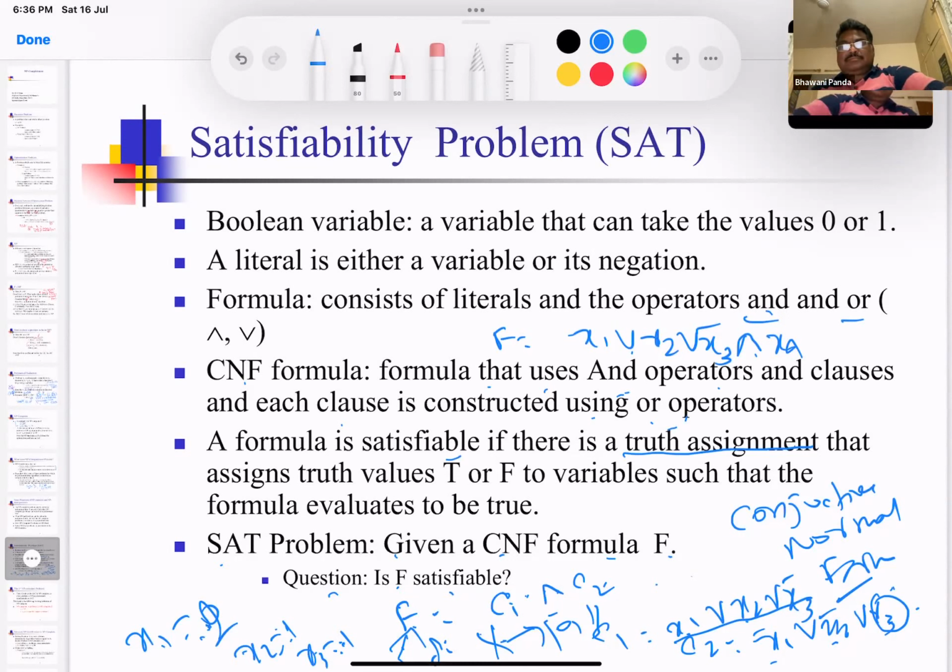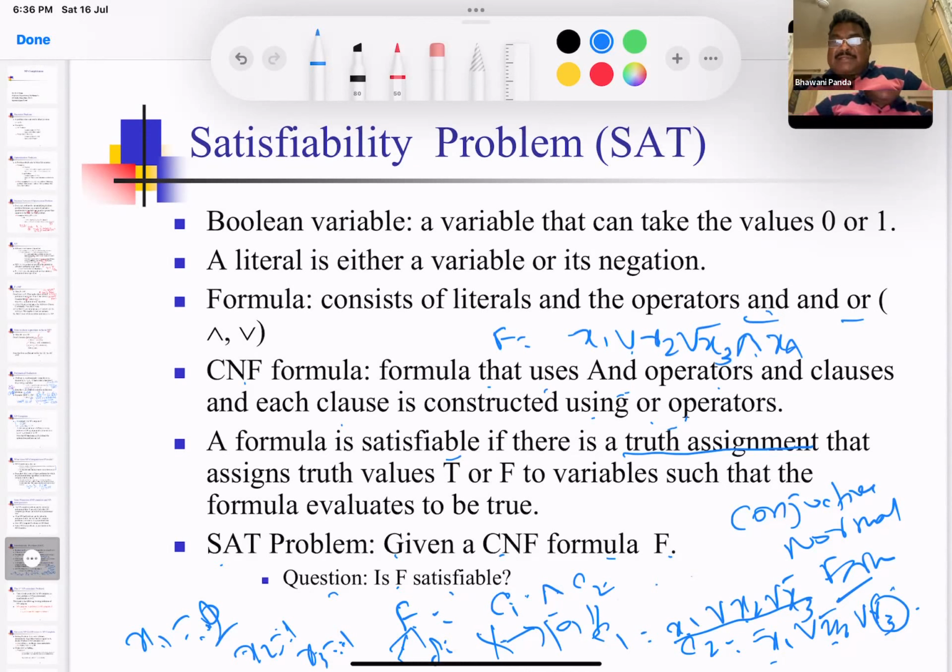The satisfiability problem asks: does there exist a truth assignment? A formula is satisfiable if there is a truth assignment, at least one, that satisfies it. That is mentioned in the definition.